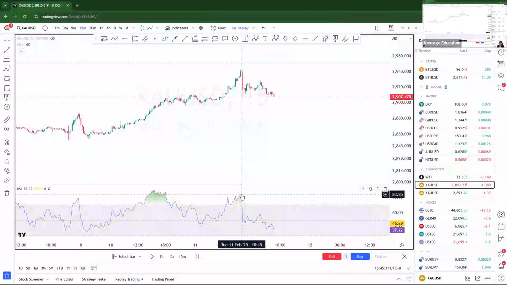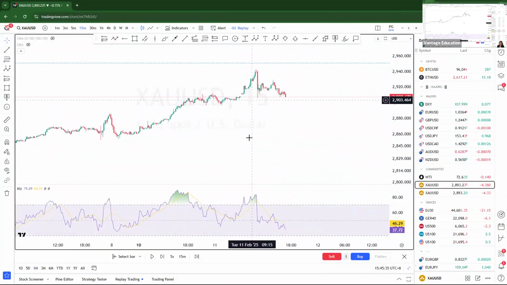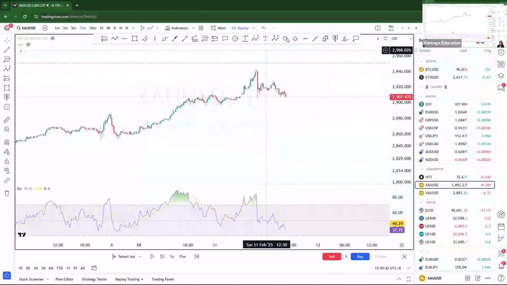Show us on chart, please. Show what? This one, right? What do you mean? How to use it? Okay, so you can see that.